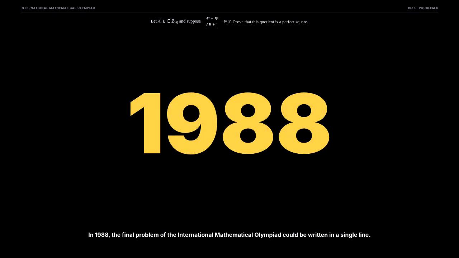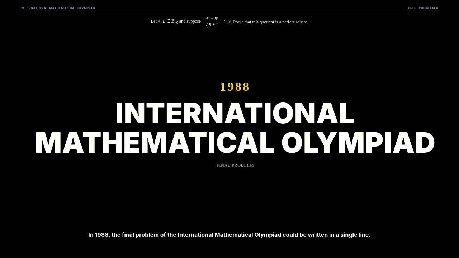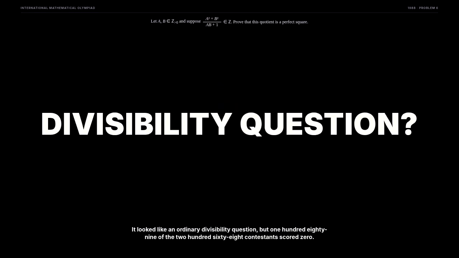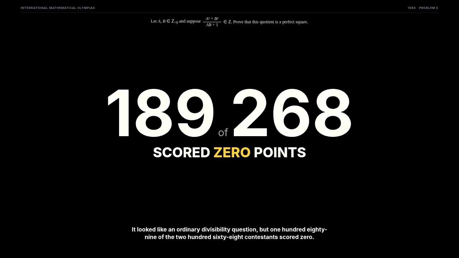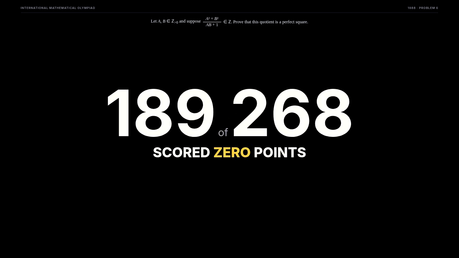In 1988, the final problem of the International Mathematical Olympiad could be written in a single line. It looked like an ordinary divisibility question, but 189 of the 268 contestants scored 0.